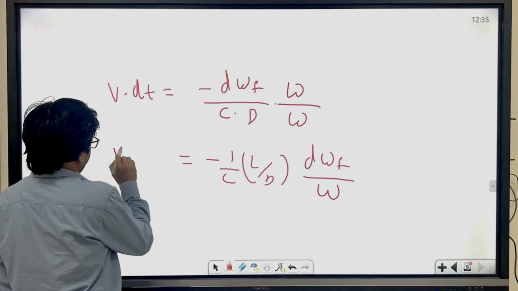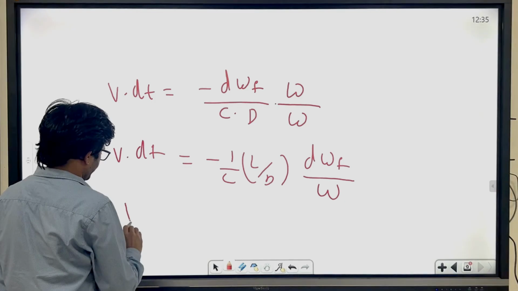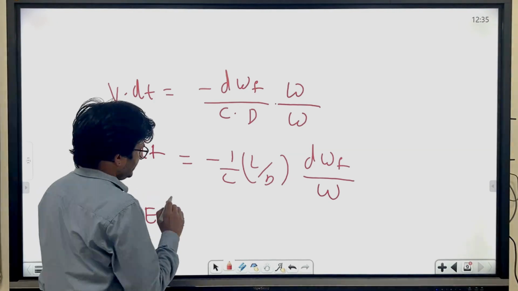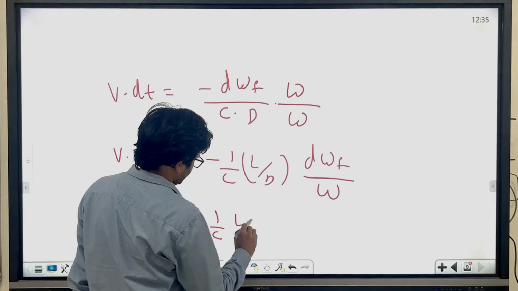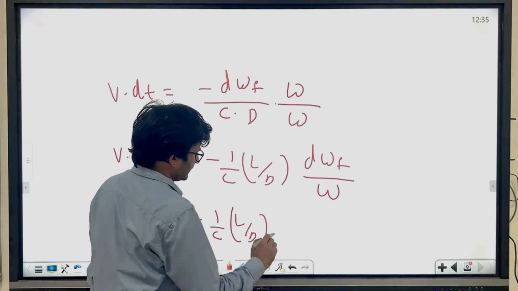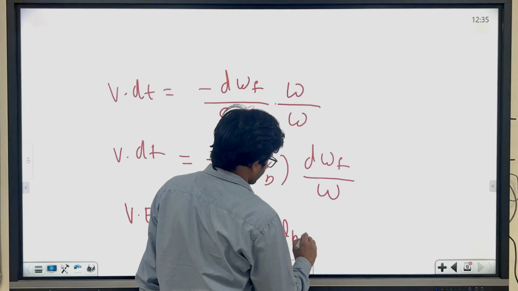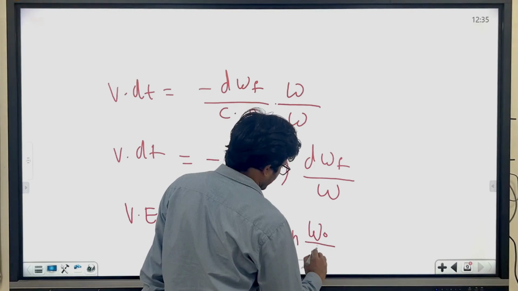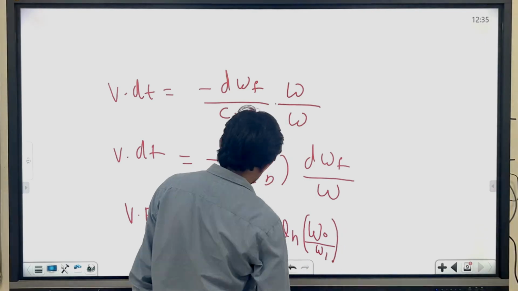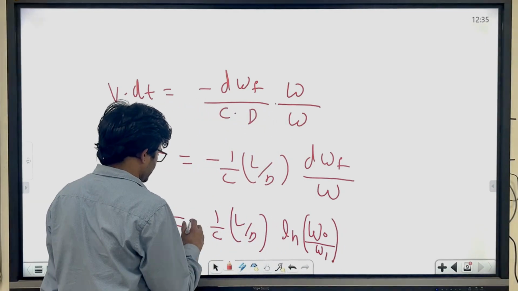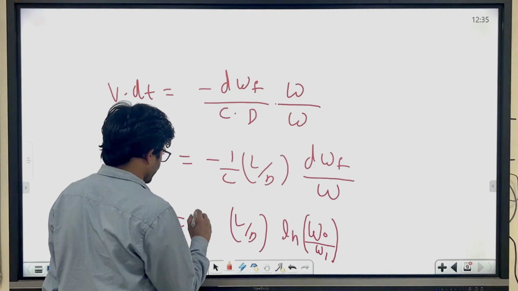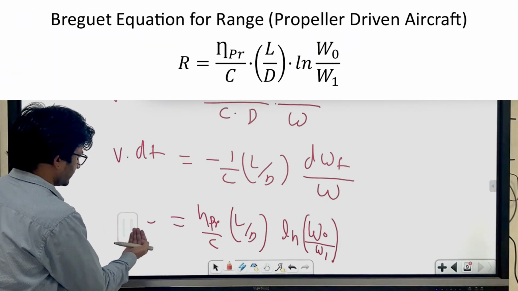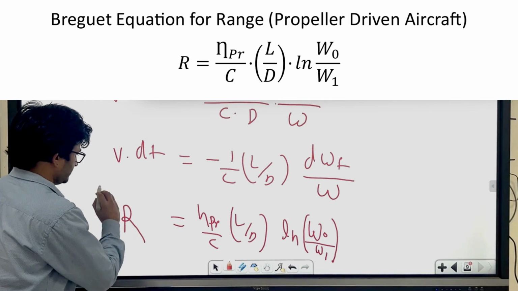Now if you integrate, you will get V into E. If you integrate dt, you will get E, and here 1 by C, L by D, and this is ln W0 by W1, and this will be positive. If you multiply by the propeller efficiency, this you can call a range.